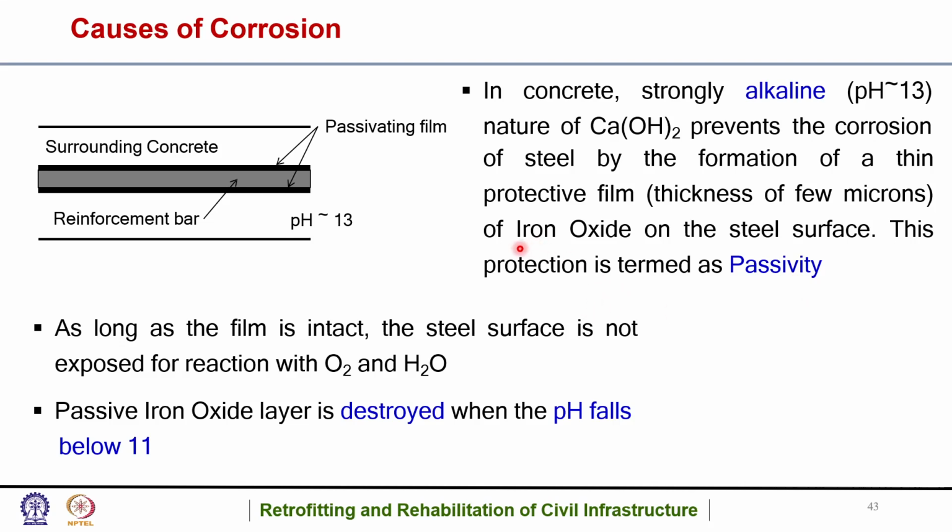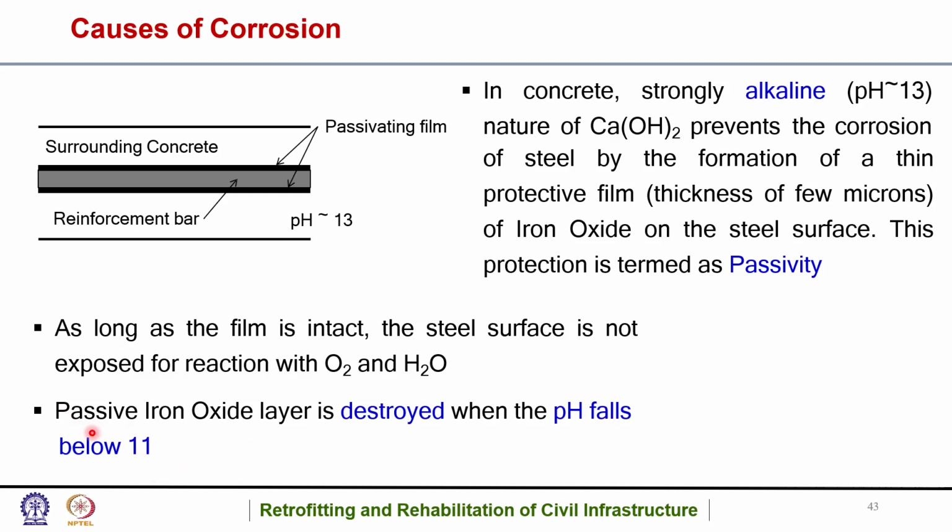Due to the presence of calcium hydroxide, there is a thin protective layer of iron oxide on the steel surface, and this protection is termed passivity. Because of the highly alkaline nature of calcium hydroxide, it does not have any effect on the iron oxide, so it is very stable in nature. As long as the film is intact, the steel surface is not exposed for reaction with oxygen and water, because of the high alkaline nature.